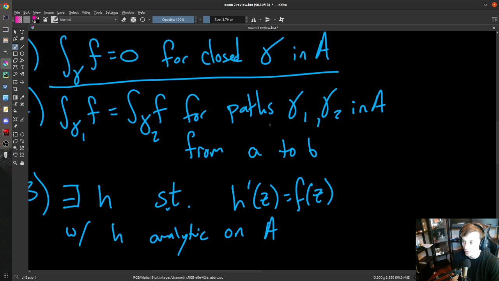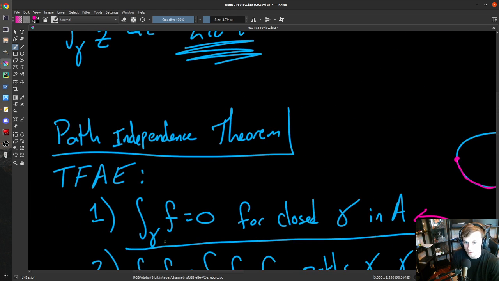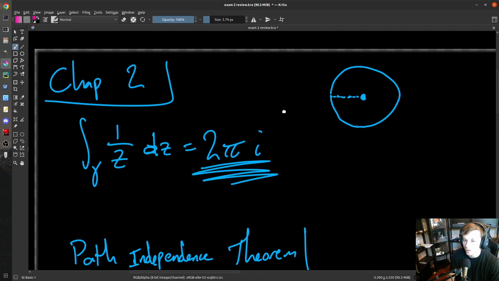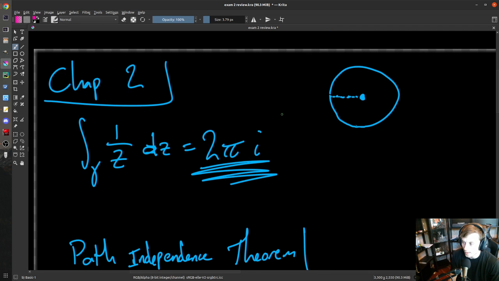So 1 and 2's equivalence is not strange, but the interesting piece is this bit, right? Or, just as well, you could use 2 instead, but that these guys are the same. The existence of antiderivatives and having 0 integral on closed curves. That was kind of the big takeaway.